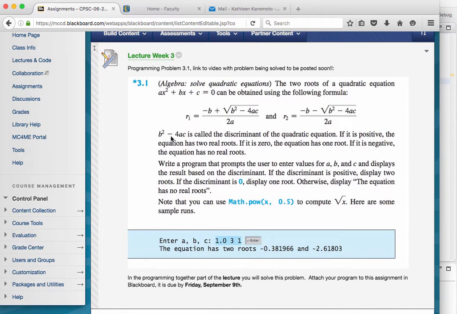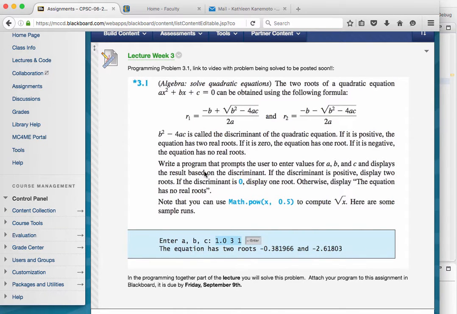B squared minus 4ac is called the discriminant of the quadratic equation. If it is positive, the equation has two real roots. If it is 0, the equation has one root, and if it is negative, the equation has no real roots. Wow, that sounds like a branching statement to me.